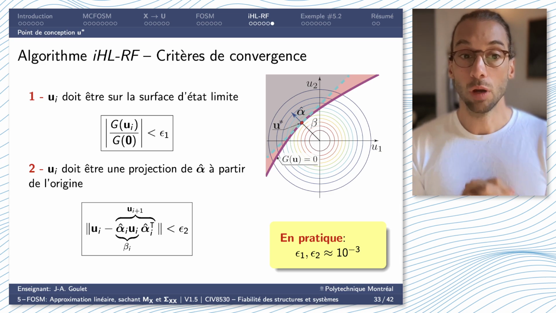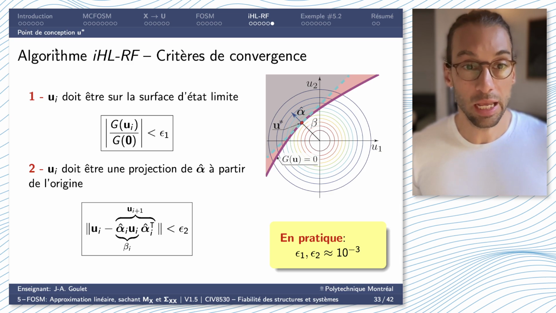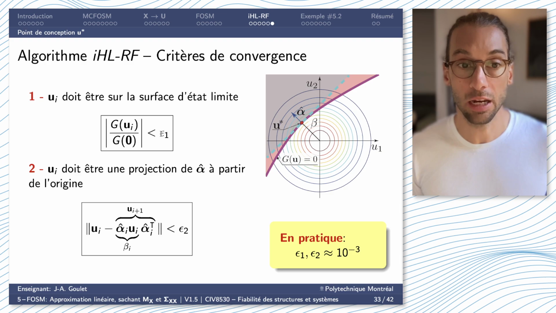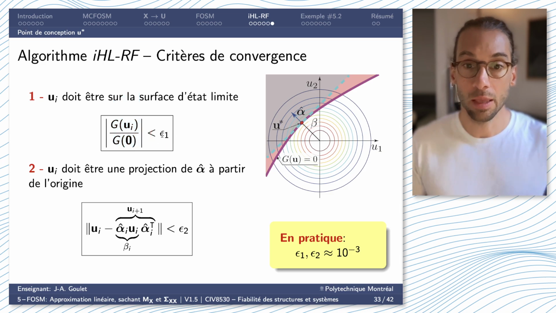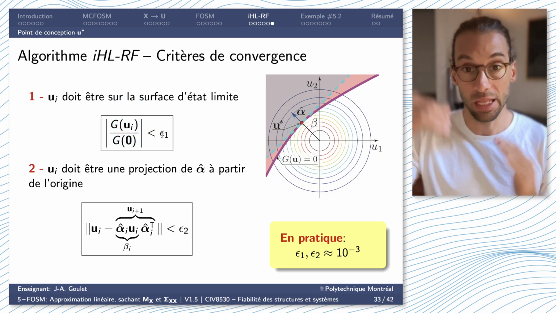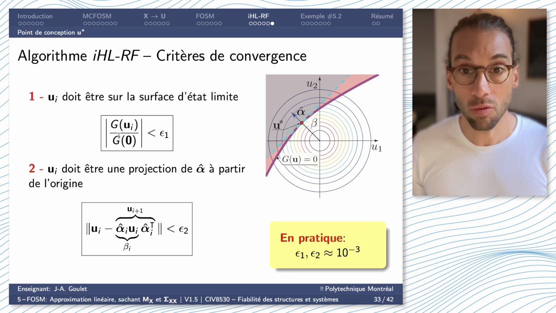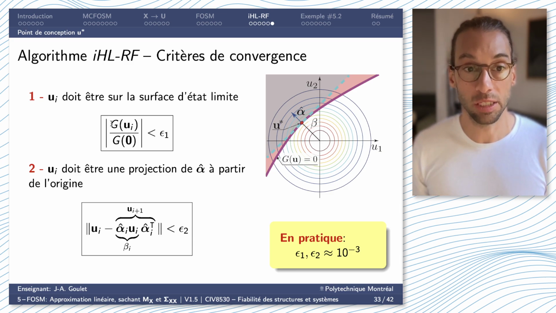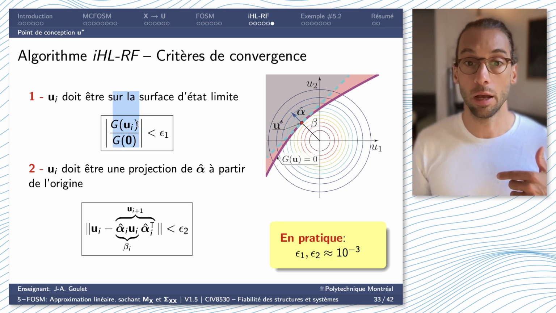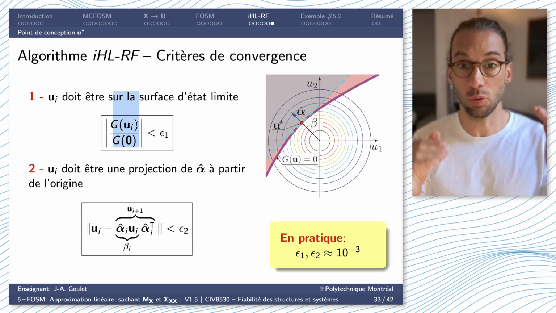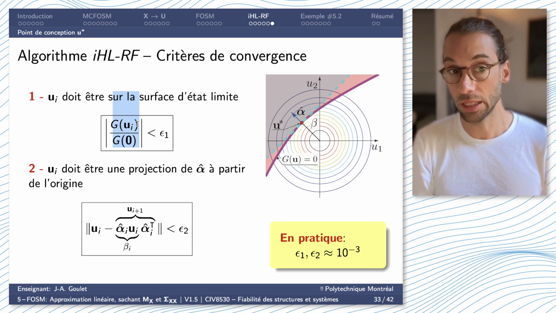We need two convergence criteria. The first one is that the ratio between my current evaluation of my limit state function and the one that I had at the origin is smaller than a value epsilon. Okay, we need to do this because we don't only want to evaluate g of u_i smaller than epsilon, because we can multiply our limit state function by 1,000,000 and it's still a valid limit state function. So we want to look at the ratio rather than the absolute value of the limit state function itself to be independent of some possible coefficient we would multiply onto our limit state function.